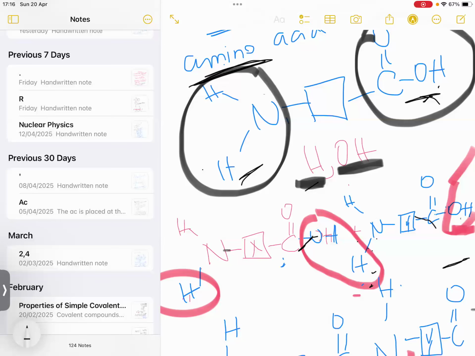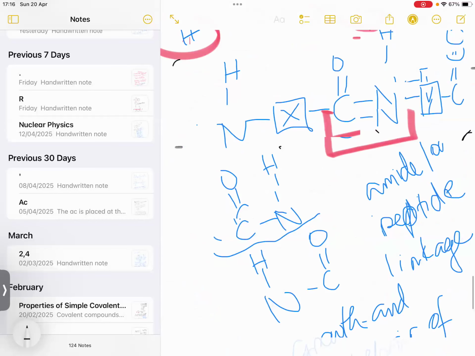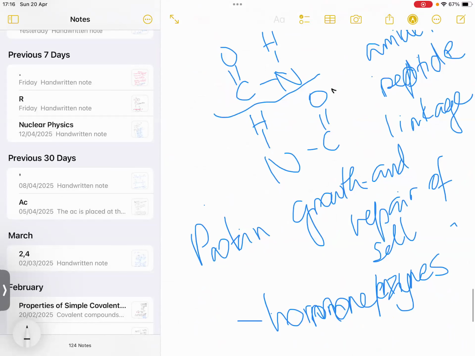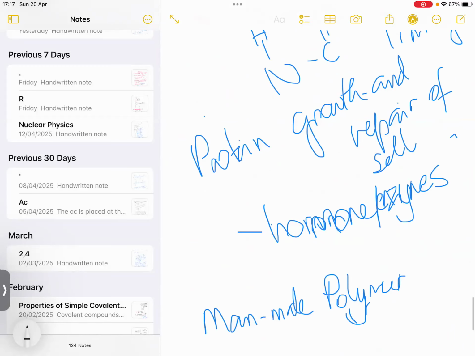Now, if another monomer was over there, we would take off the OH. If another monomer was over here, we would take off the H. So what we're left with is this. The monomer units are linked together by C double bond O, NH. This is referred to as the peptide linkage or the amide linkage, right? Now, protein is needed for the growth and repair of cells. It makes hormones and enzymes in the body.